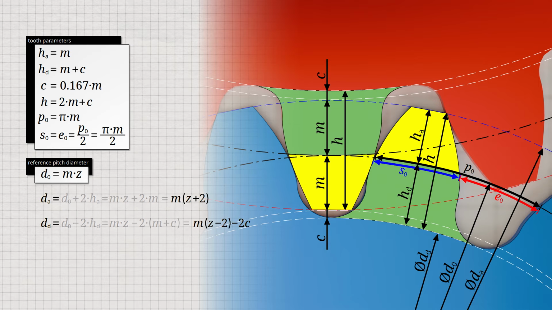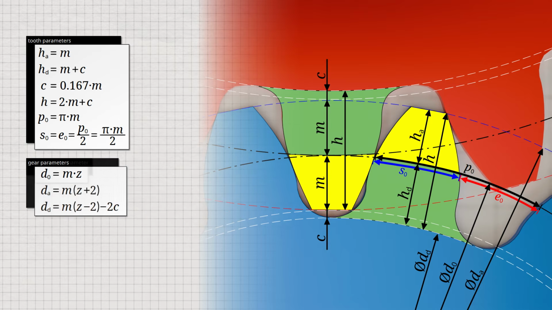diameter. The last parameter to be determined is the center distance between two meshing gears without profile shift. This distance without backlash is also called the standard center distance A0. The standard center distance is the sum of the two standard reference pitch circle radii, or half the sum of the pitch circle diameters, as the pitch circles are imaginary cylinders that just touch each other. If the pitch circle diameters are expressed as the product of the module and the number of teeth, the following formula is obtained for calculating the standard center distance.